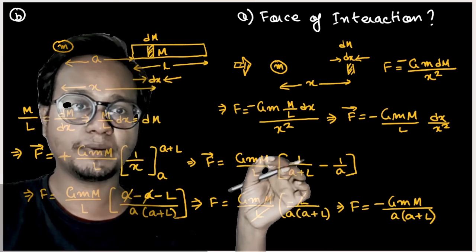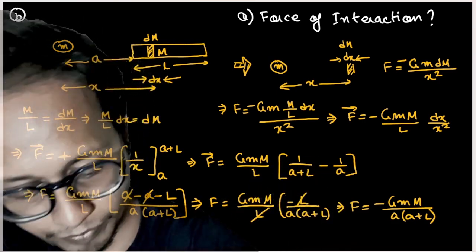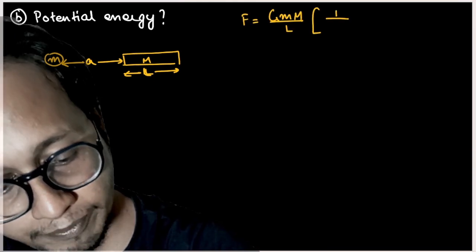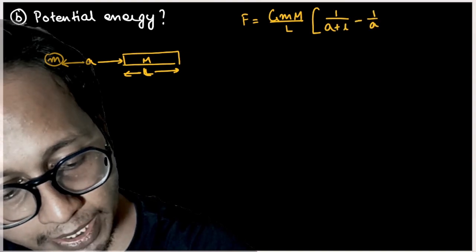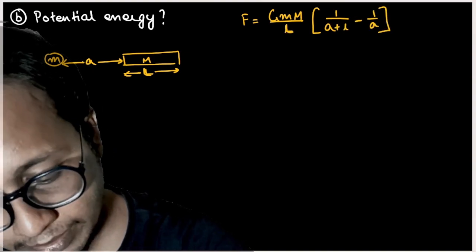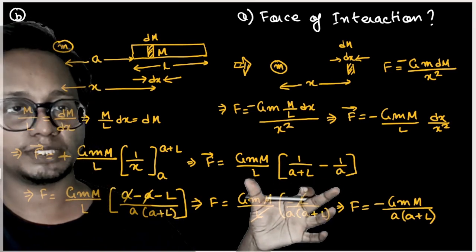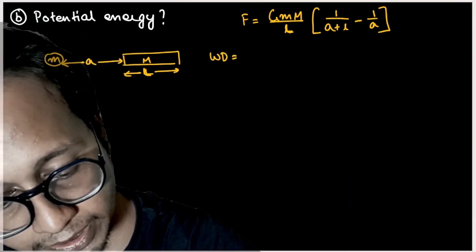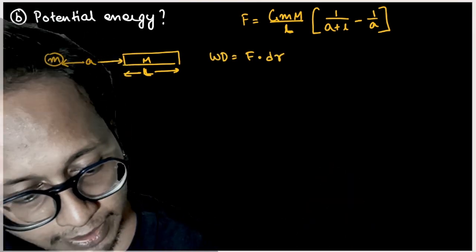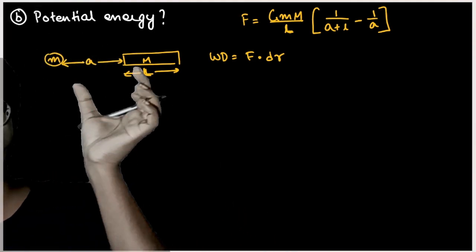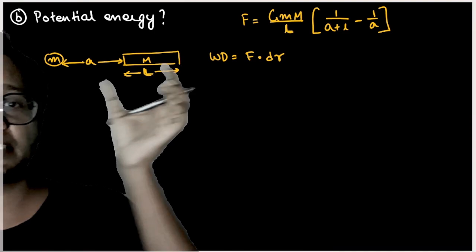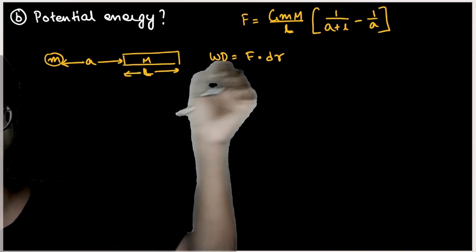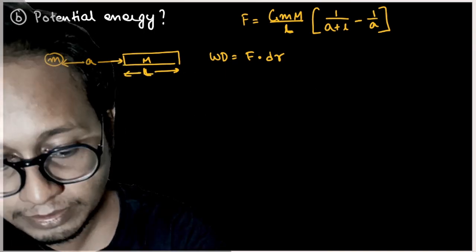So force is equal to G m M by L into 1 by a plus l minus 1 by a. This is the term that I'm using, because this is easier to integrate. Now what is work done? Work done is nothing but F dot dr. Here, instead of using r, I'll use a, or F dot da. Why? Because the distance between this mass m and capital M is not given in terms of r, it is given in terms of a. So instead of using dr, I'll use da. Understood?